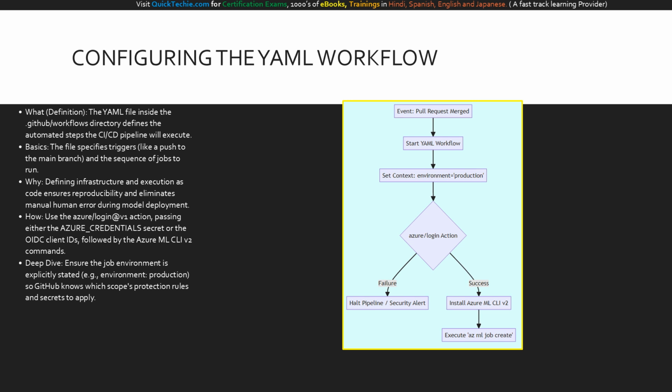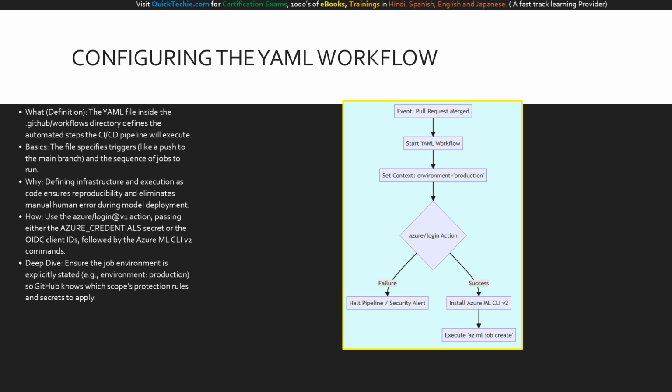The most critical step in the YAML is the Azure/login action. This action takes the secrets or the keyless OIDC configuration we set up and establishes the secure session. Only after this step succeeds does the pipeline proceed to use the Azure ML CLI to actually submit the training job or deploy the model.